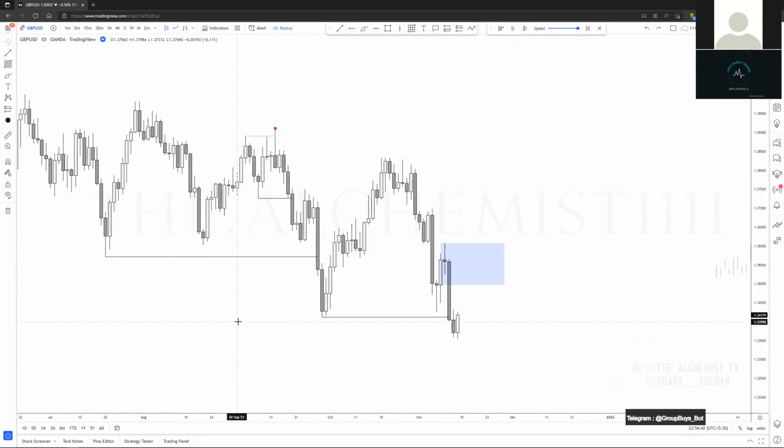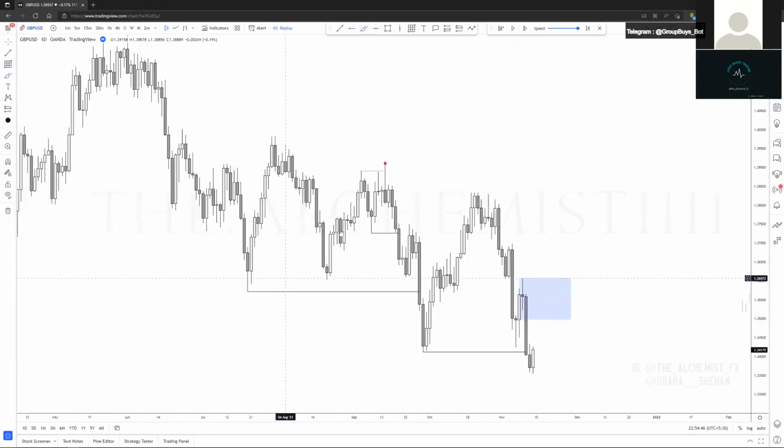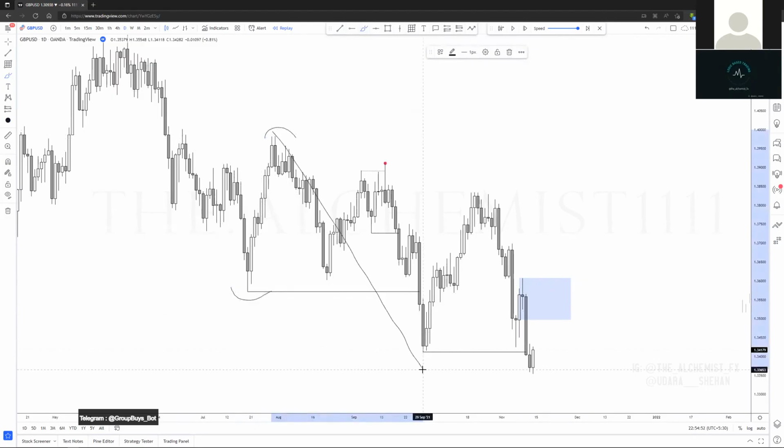What do you mean by minor structure and major? This was minor structure. See that? This is the major structure. See, low, high, break. This is the daily. Can you see that? The major is the daily, right? This is the daily time frame.